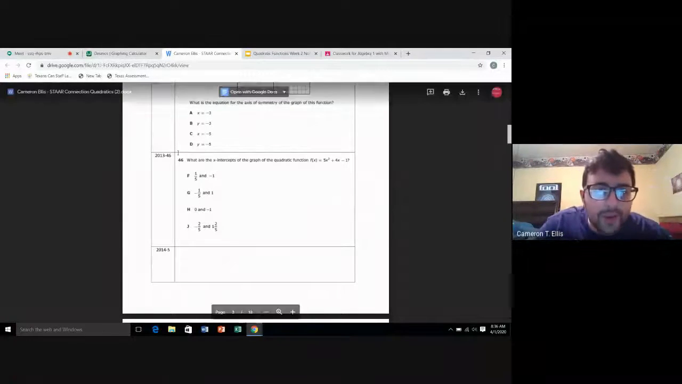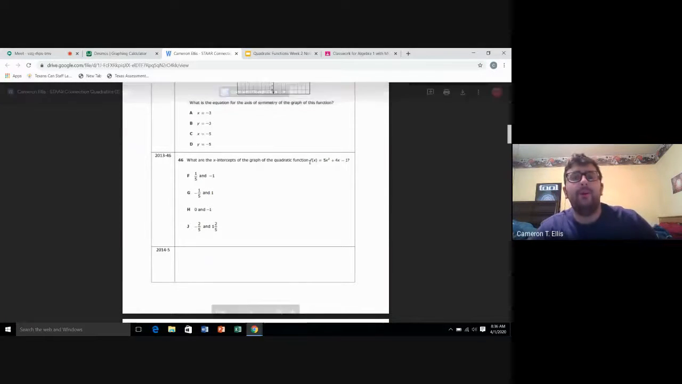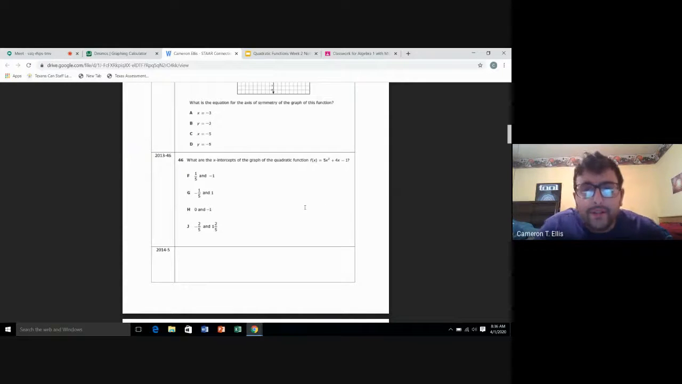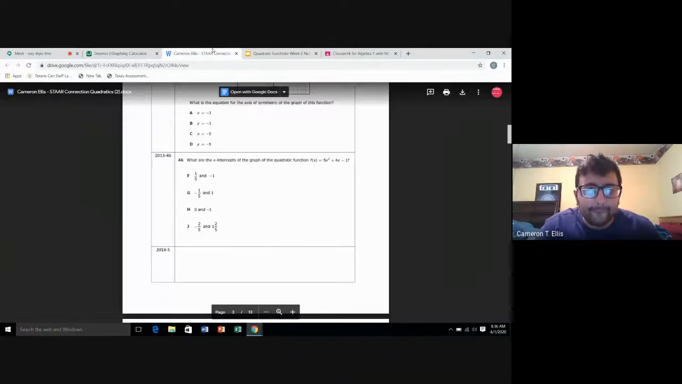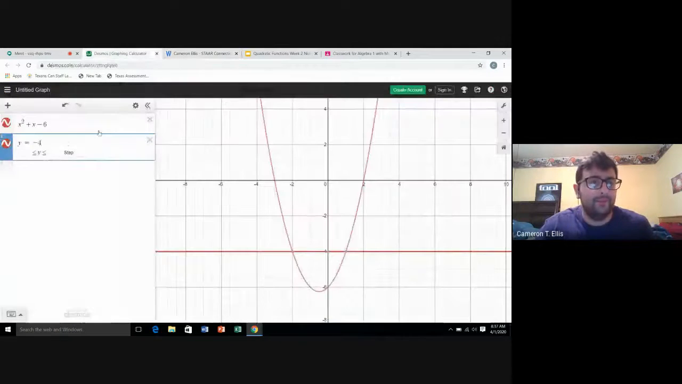Ooh, getting more difficult. What are the x-intercepts of the graph of the quadratic function f(x) equals 5x squared plus 4x minus 1? What the heck are x-intercepts again? Oh, yeah, these guys on the left and right on the x-axis, right? Okay, I'm just going to graph this guy, 5x squared plus 4x minus 1.